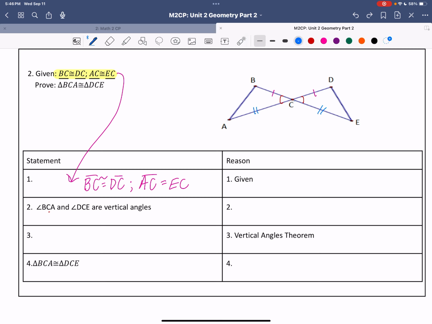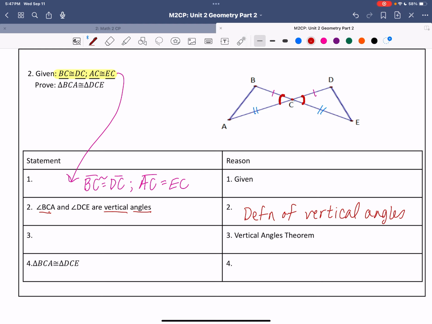And then now the next step is that angle BCA and DCE are vertical angles. So if they're vertical angles, then that means it's just the definition of vertical angles. And if you notice here, make it a little bit thicker. Right? So that is the definition of vertical angles. So you can say this is true because that's the definition of the vertical angles.